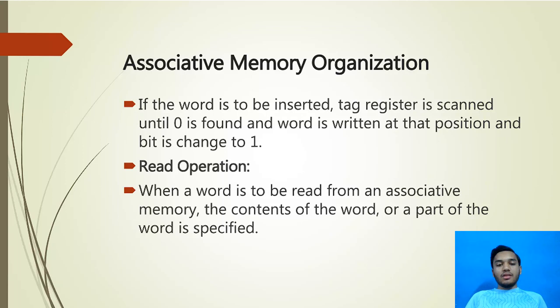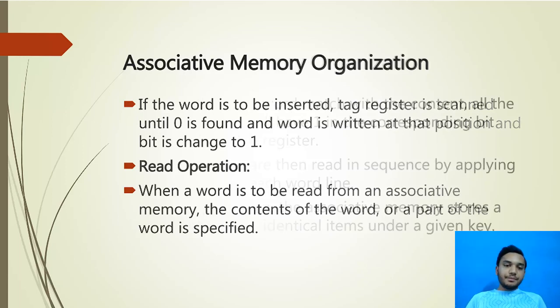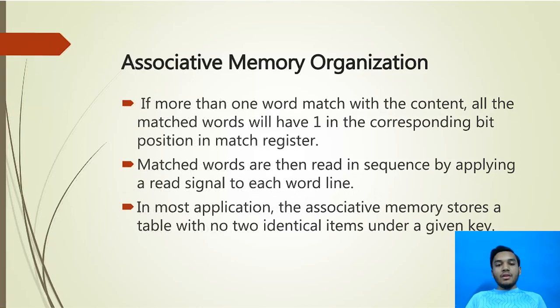What is the read operation? When a word is to be read from an associative memory, the contents of the word or a part of the word is specified. We have to specify which part we want to search. If more than one word matches the content, all the matched words will have one in the corresponding bit position in the match register. Matched words are then read in sequence by applying a read signal to each word line.